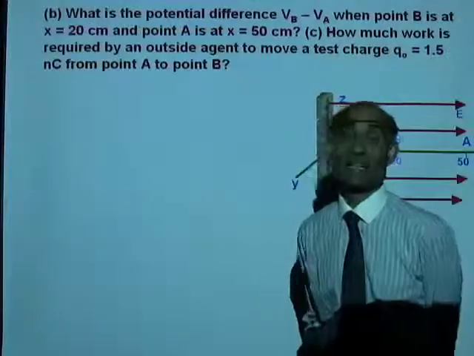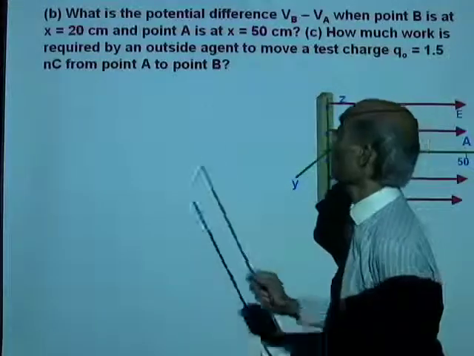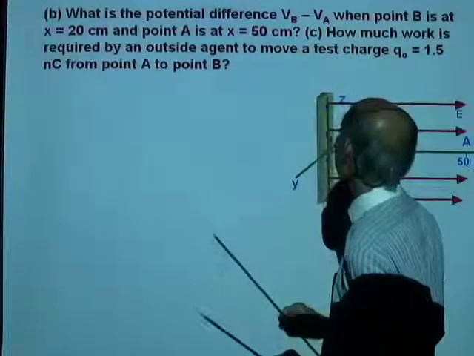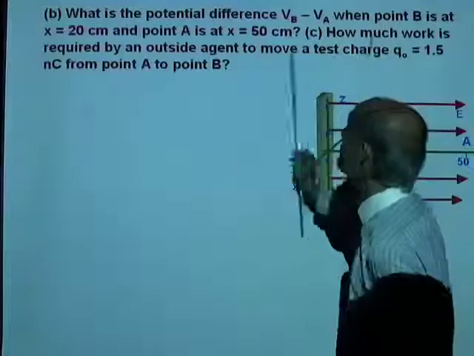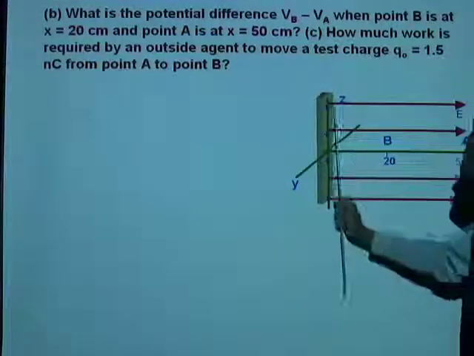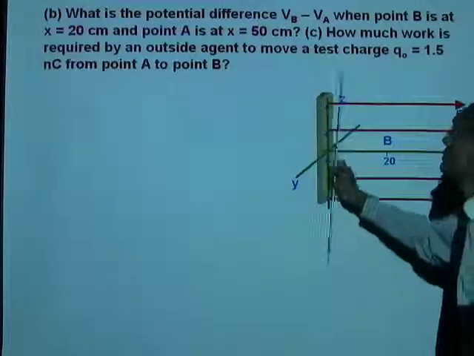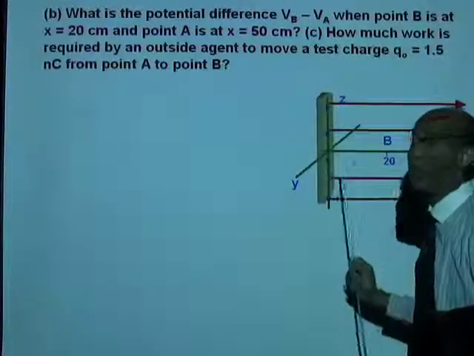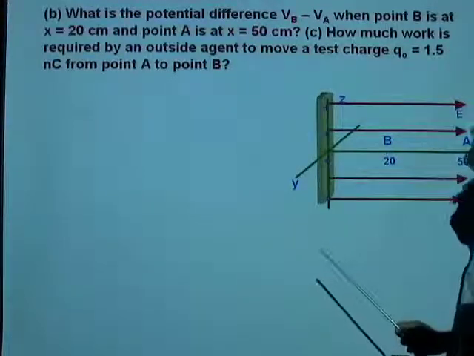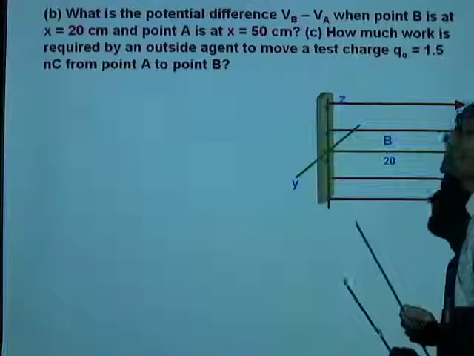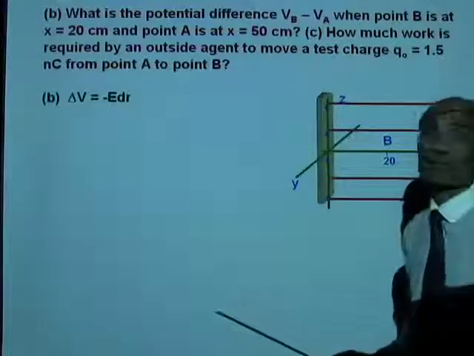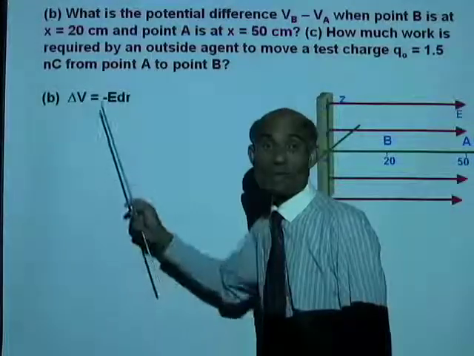Alright, let's look at another part of the problem. What is the potential difference VB minus VA when point B is at x equal to 20 centimeter from the charge, or from the origin? We assume that the charge is at the origin, and point A is 50 centimeter from the origin. We need to find the potential difference between these two points. Well, you remember that equation.